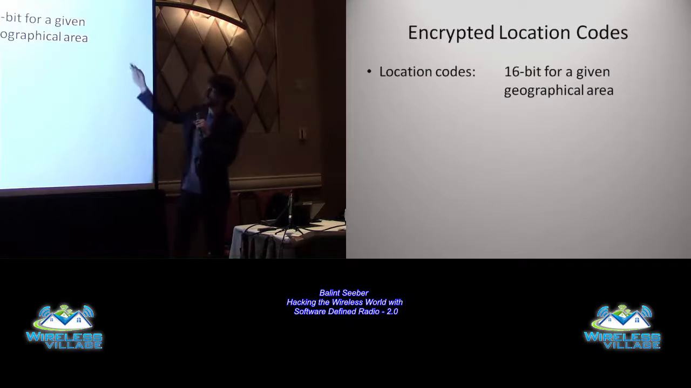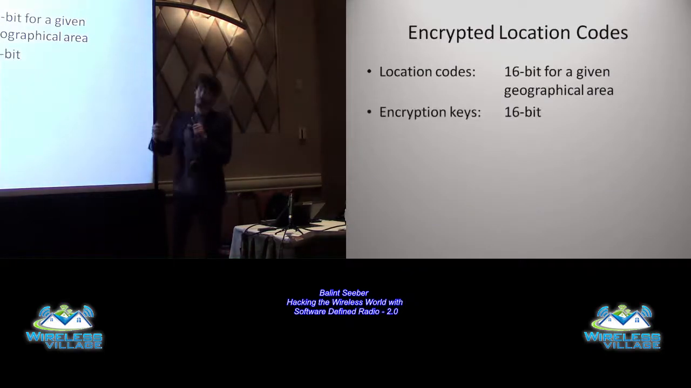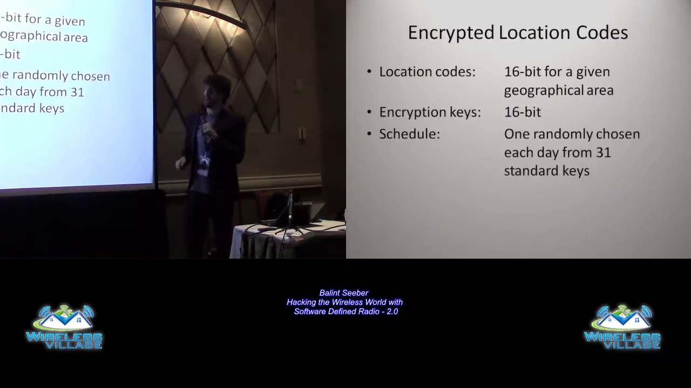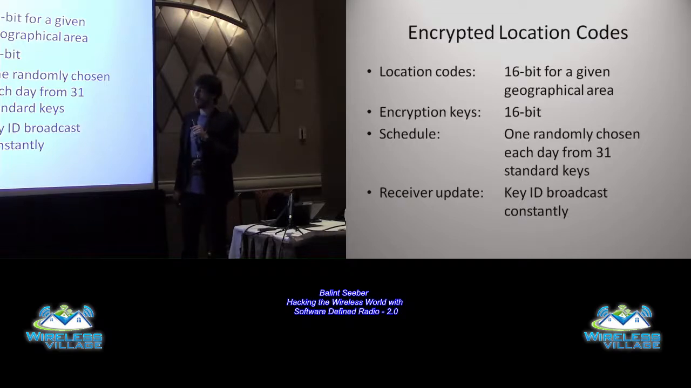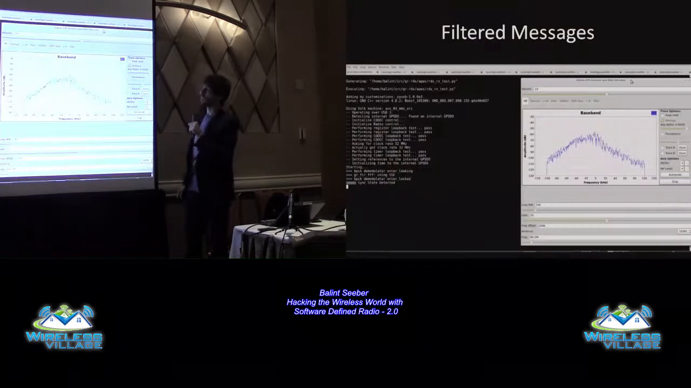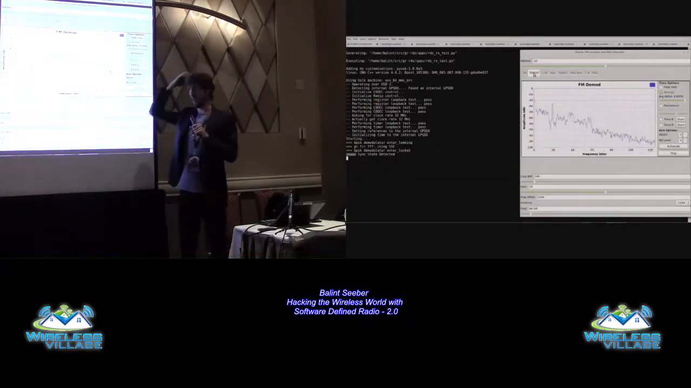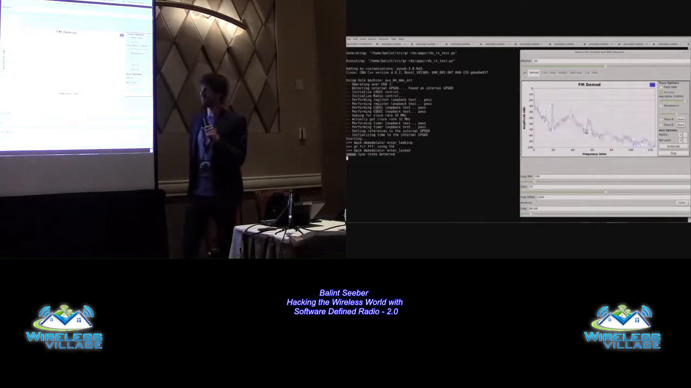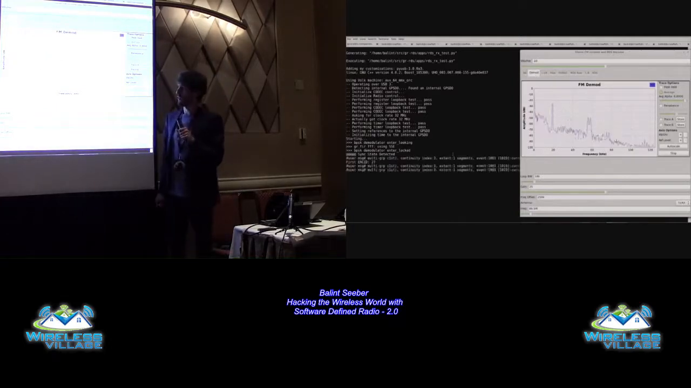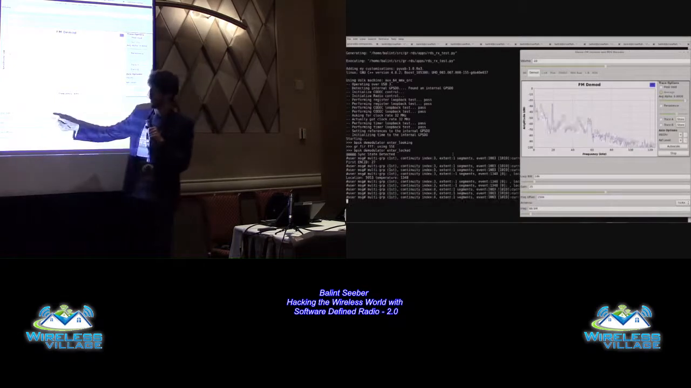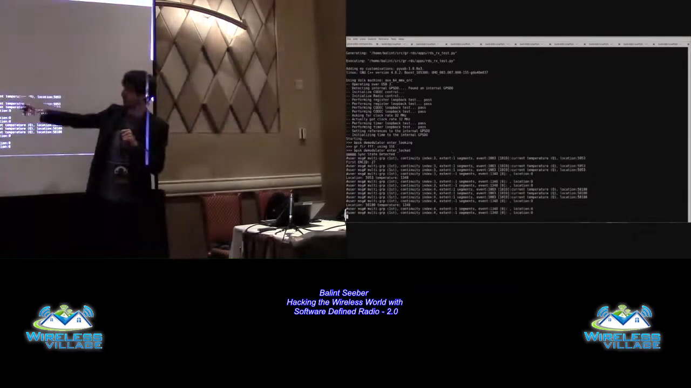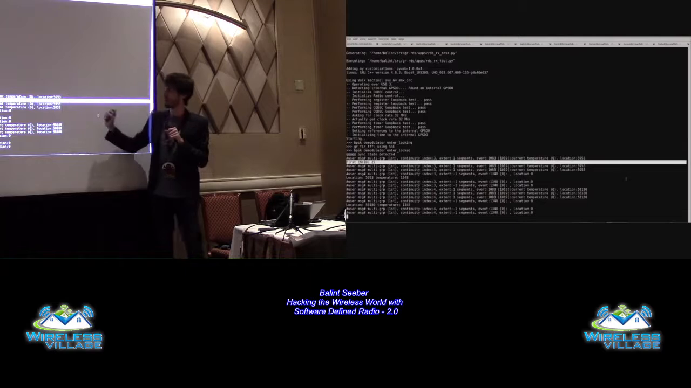So the location codes are 16-bit for a geographical area. The encryption keys are 16 bits. And every day they pick one of 31 keys, which are already pre-programmed in the receiver. And that ID is broadcast continuously over the course of a day. So if you have a look, if you filter out all of the boring traffic stuff, like congestion, then you get interesting things coming out. So I modified it so it prints out the encryption ID, and then you get these temperature reports.